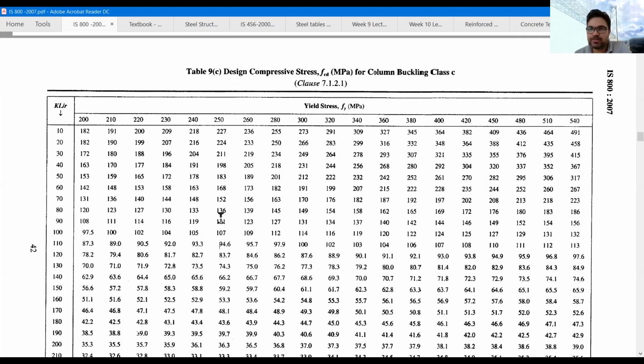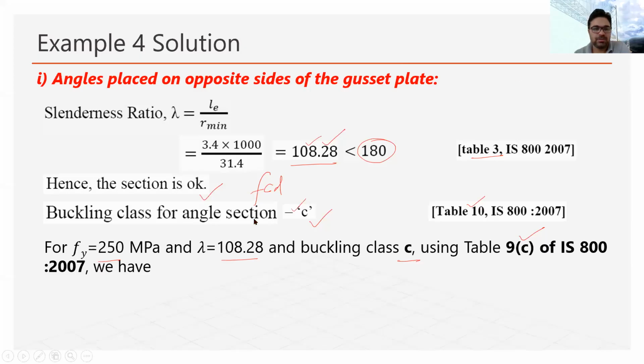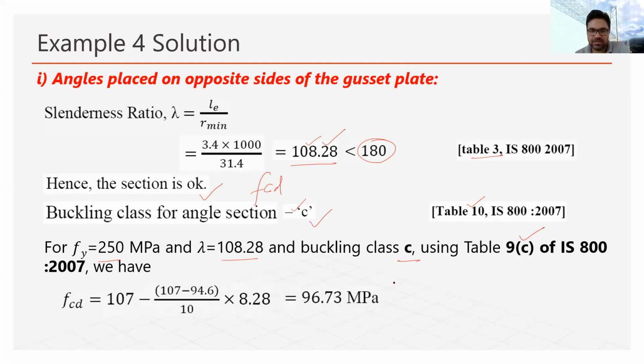So I have done the interpolation on the slide. I will show you that. So there, the interpolation is done. And after interpolation, we find the FCD value for the given slenderness ratio is 96.73. So this is our FCD value. And now that we found the FCD value, we can easily calculate the design compressive strength of this angle section.